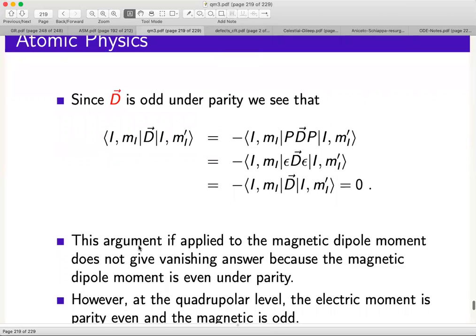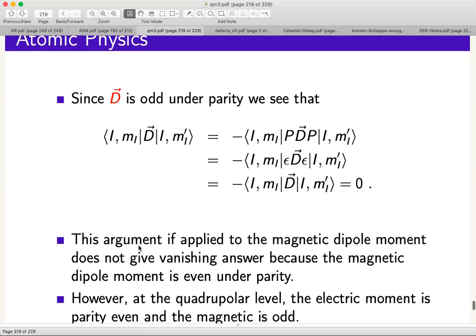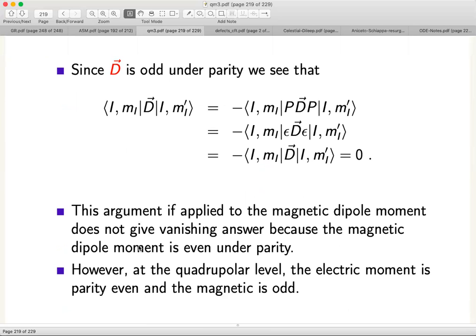Fine. So now we could ask a question: why is it that we looked at the magnetic dipole moment contribution when the electric dipole moment seemed to have vanished? Okay, and the answer is that the magnetic dipole moment is actually not parity odd; it's in fact parity even. So the magnetic multipole expansion has parity properties staggered with respect to the electric multipole expansion. In other words, at quadrupolar level, the electric multipole is parity even and the magnetic quadrupole is parity odd. Okay, so at quadrupolar level, we would only compute the electric quadrupole contribution.